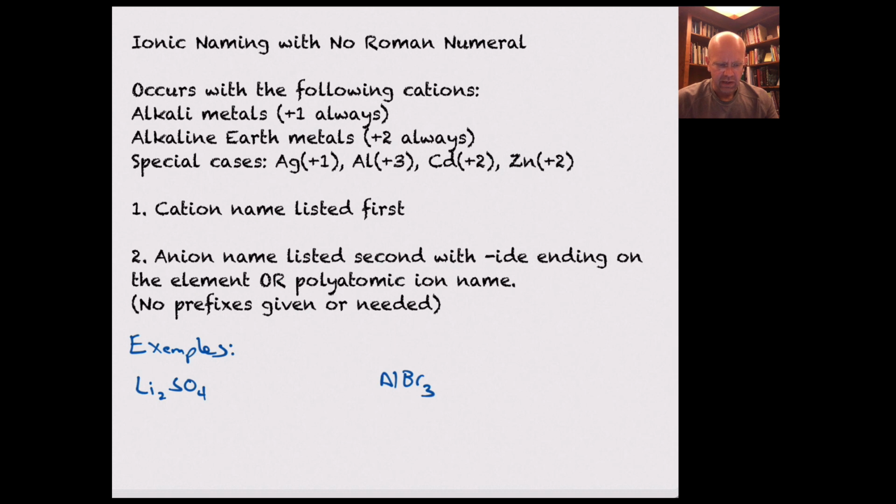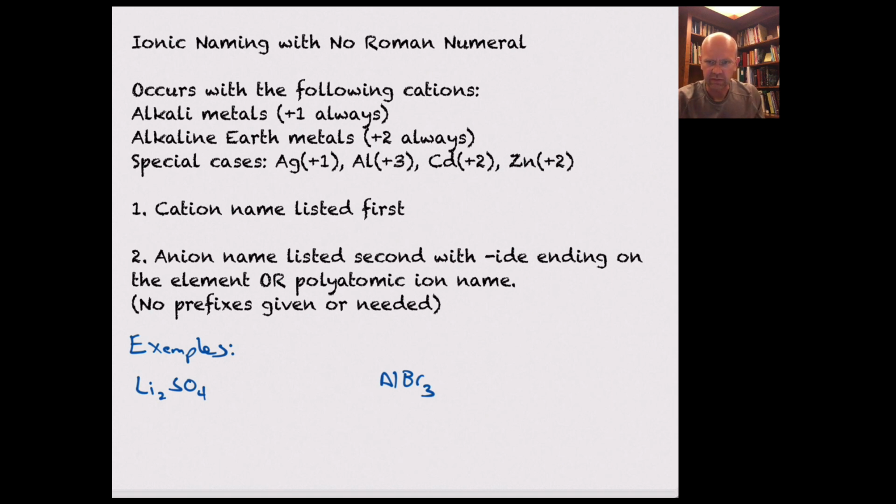When we're talking about ionic naming with no Roman numerals, these are the cases where the cation only occurs with 1 oxidation state, or in other words, with 1 charge. Cations of that type are the alkali metals, right? So the ones in column 1A of the periodic table, like lithium and sodium, they always have a +1 charge. The alkaline earth metals in the next column of the periodic table, like calcium and magnesium, those are called the alkaline earth metals, and they always have a +2 charge.